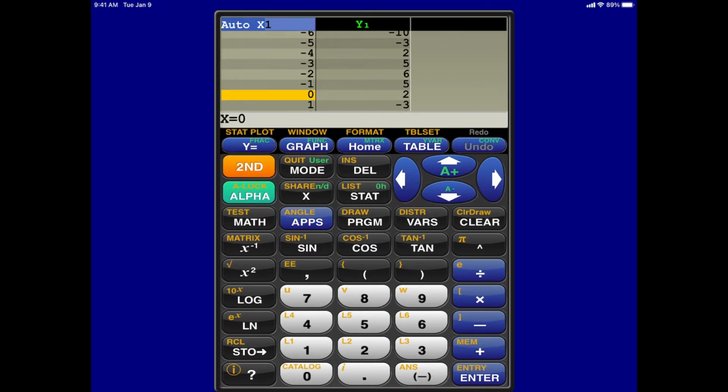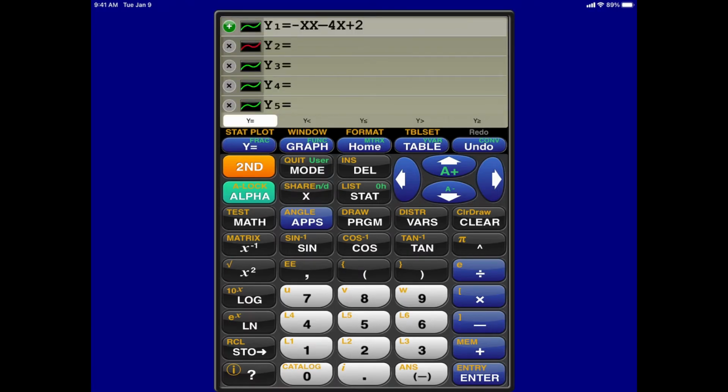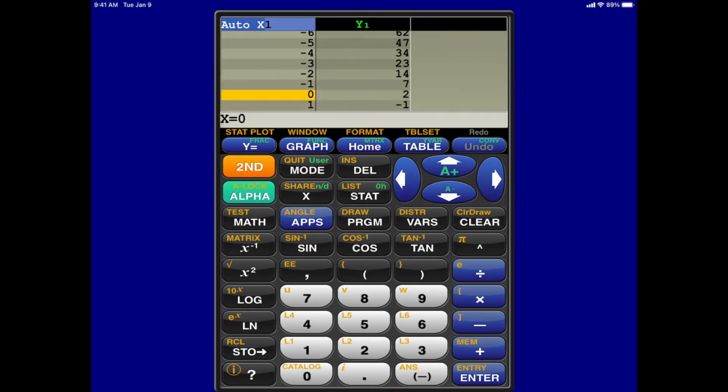Between -4 and -5. Let's double check. Oh, that was my mistake. That shouldn't be there. Let's try that again. Okay, where do I see the numbers change on the y values, the right side, between a positive and negative? That is between where x is 0 and 1. And if I move this again, and I'm trying between a negative and positive, that's between 3 and 4.